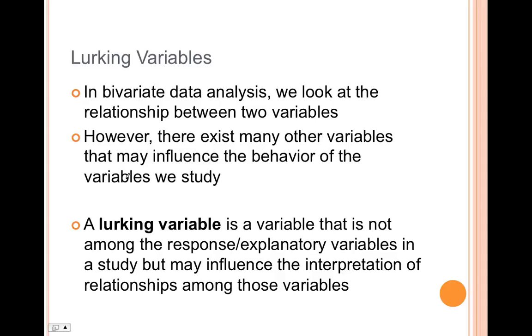Okay? So in bivariate data analysis, we are looking at the relationship between two quantitative variables. However, there are many other variables that may influence the behavior of the variables we study. In other words, the two variables that we study don't exist all by themselves. There are other variables that are influencing them. And we call these lurking variables. Okay? A lurking variable is a variable that is not the response or the explanatory. It's not X or Y, but it may influence the interpretation of relationships among those variables. Okay? So something that's lurking, it's hiding in the shadows, okay? We don't see it, but it is exerting an influence here.